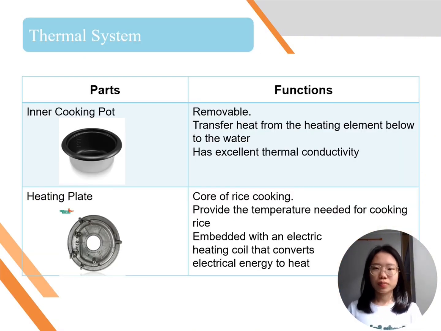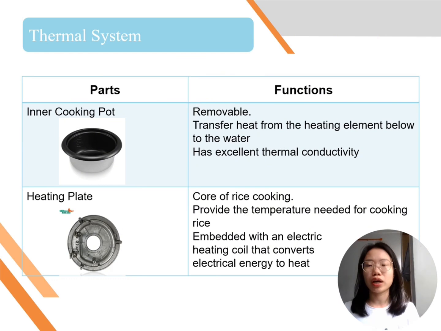Next is the thermal system. For the thermal system, we have two parts, which are the inner cooking pot and the heating plate. The inner cooking pot is usually removable and is the most crucial part of the rice cooker. It transfers heat from the heating element below the cooking pot to the water, and it turns the water into steam when it reaches a certain temperature, and finally the rice is cooked. A good inner cooking pot must have excellent thermal conductivity, a non-stick interior, and be easy to clean.